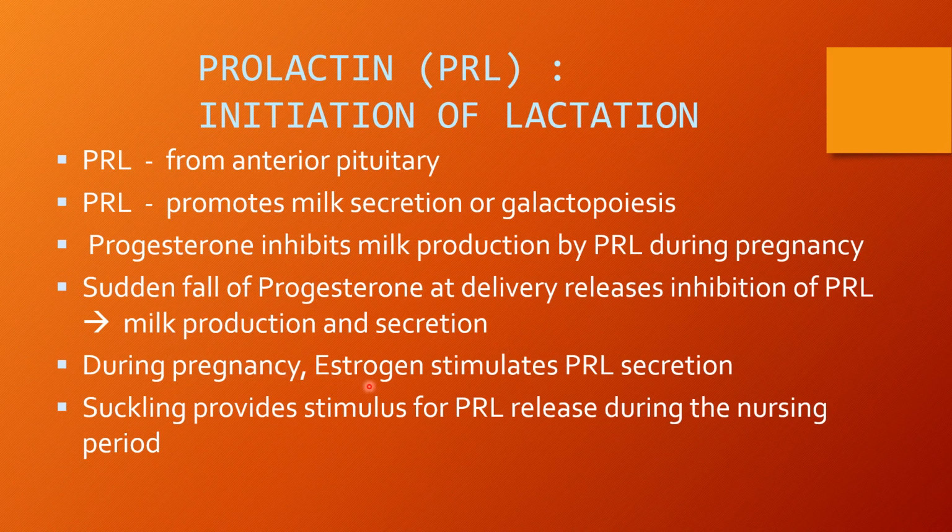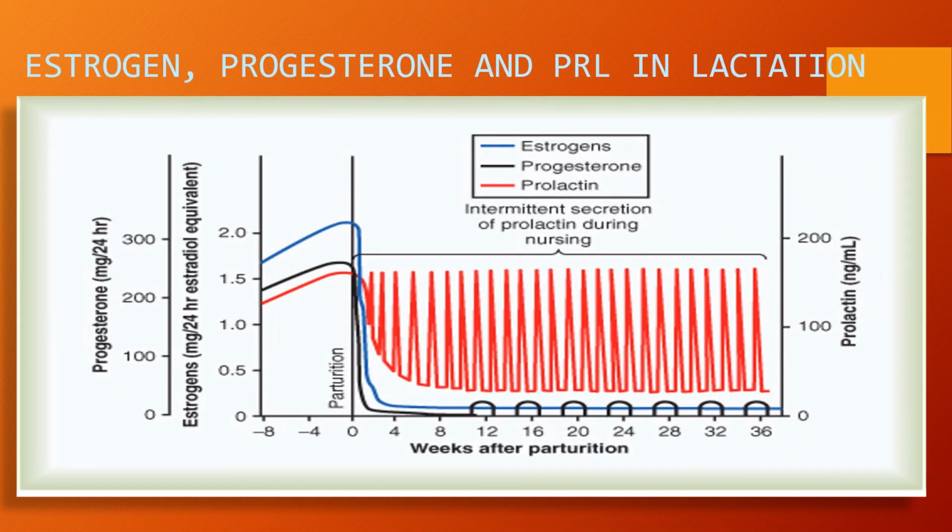During pregnancy, estrogen stimulates prolactin secretion. Suckling provides stimulus for prolactin release during the nursing period. So this slide depicts the relationship of your progesterone, color black, your estrogen, color blue, and the prolactin, colored red, in relation to parturition and weeks after parturition. So during parturition, all of these are increased.